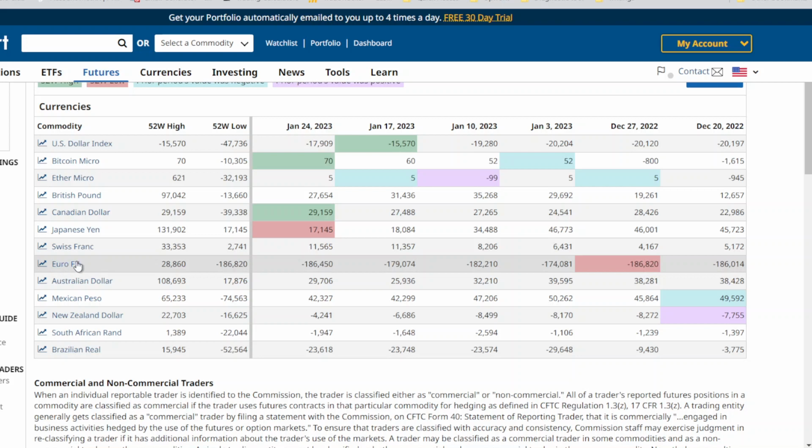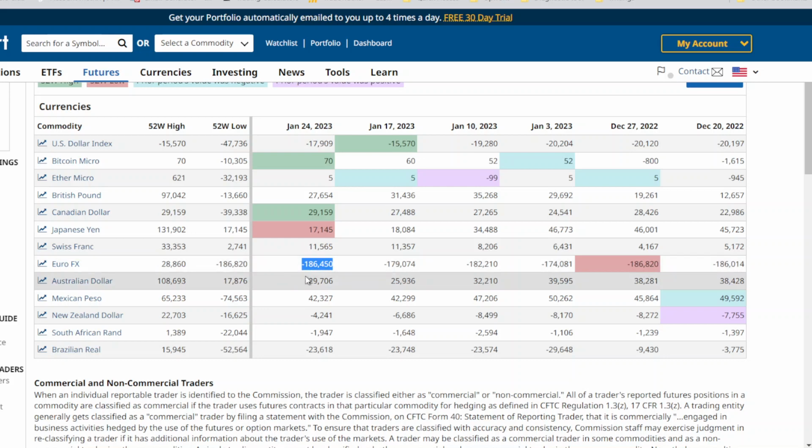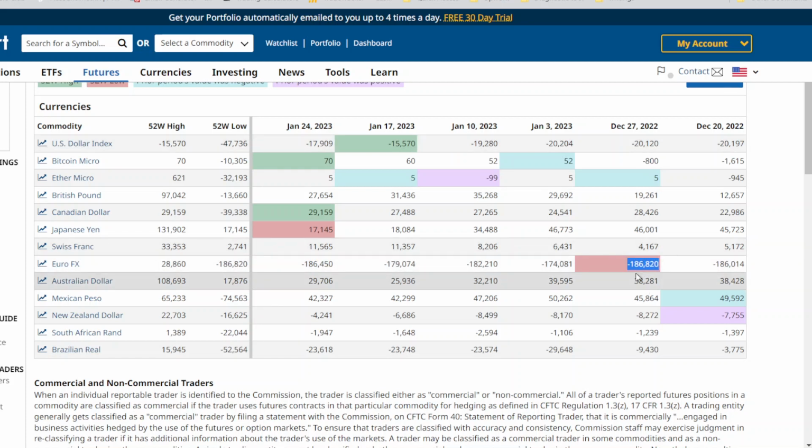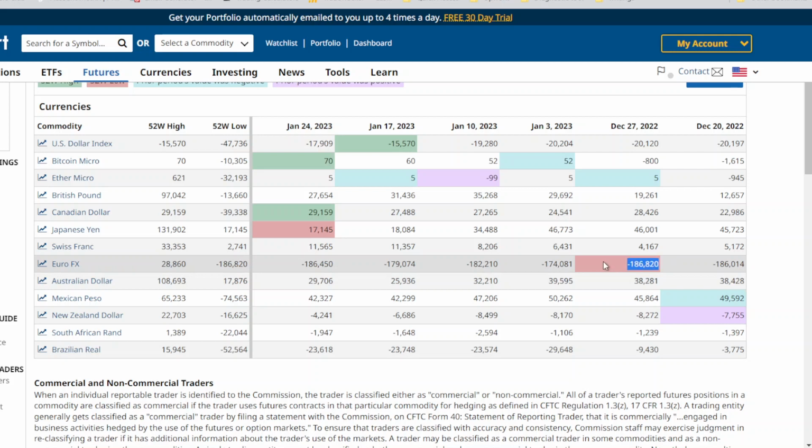If you look at euro, we see that euro has 186,450 net positions. That means they are net short. They are heavily short on euro. About 4 weeks ago, on December 27, they had the highest amount of short they've ever had on in the last 1 year. So that's very, very significant. And we've seen price trade into a significant higher time frame level, which we will look at shortly.